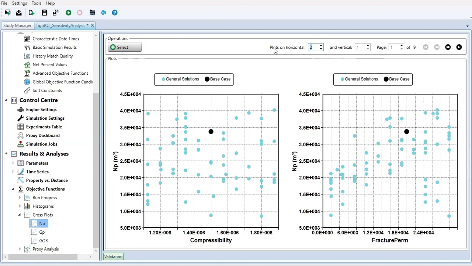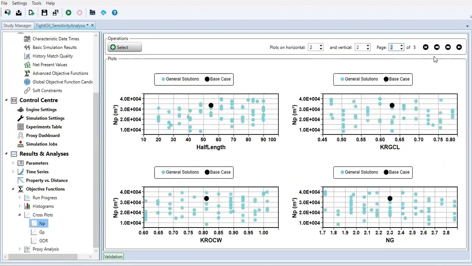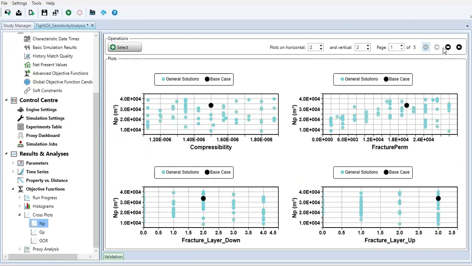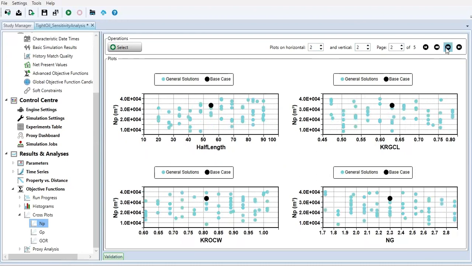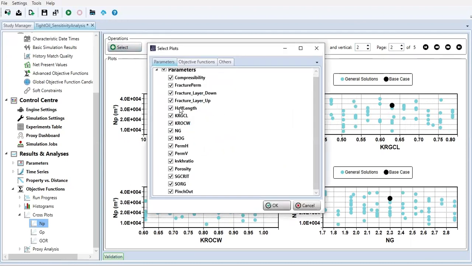We can set the plotting here. I can have two plots horizontally and two plots vertically, so I will have 4 plots. Okay, and this is the setting for the page. And I can switch to page 1 and page 2. Interesting. You can again click on this button and change whatever you like.